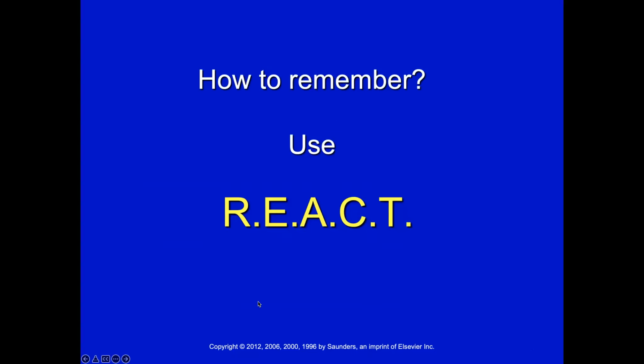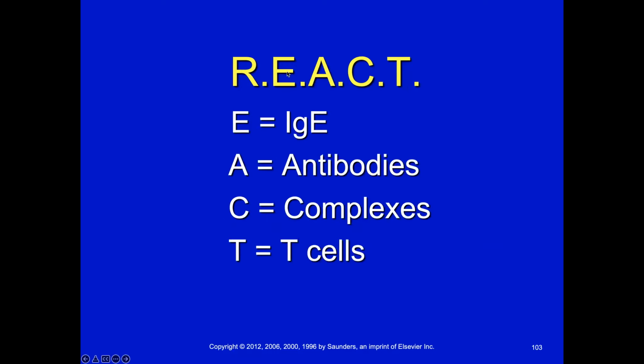So how do we remember these various hypersensitivity reactions? Well, use the word react, R-E-A-C-T, as a mnemonic, and we will break it down. So the R stands for react, the E will stand for IgE, so this is the type 1 reaction. A stands for antibodies, that's the type 2 reaction. C is for complexes, so we have those immune complexes that are settling out onto the tissues. So this is the type 3 reaction.